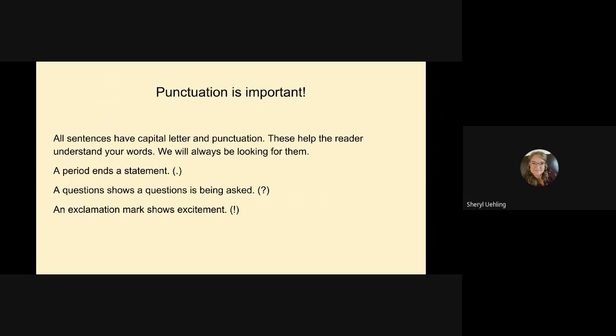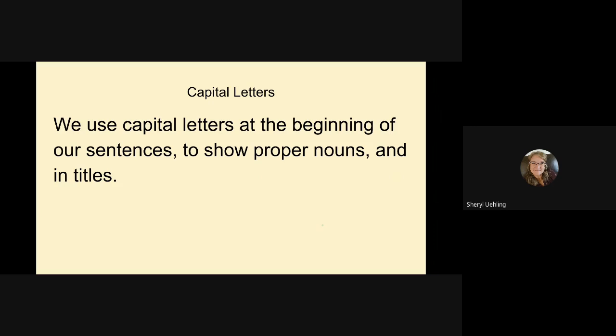Now, something I think is really important, and sometimes many parents forget kind of the obvious things, is that punctuation is important because all sentences have capital letters and punctuation. The punctuation helps the reader understand your words. So we're going to be looking for them in your sentences. So a really simple strategy is just to teach these three. A period ends a statement. A question mark shows a question is being asked, and an exclamation mark shows excitement. Don't forget that we use capital letters at the beginning of our sentences, for proper nouns, and we also use them in our titles.